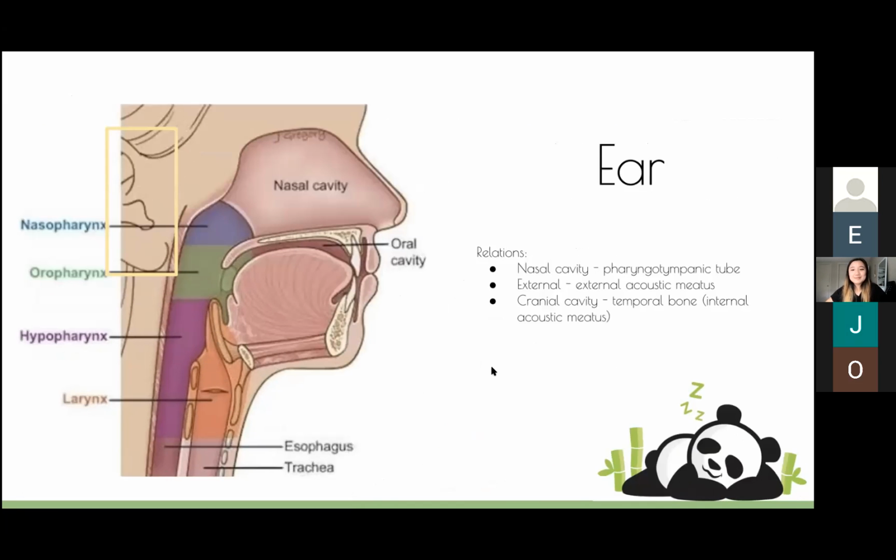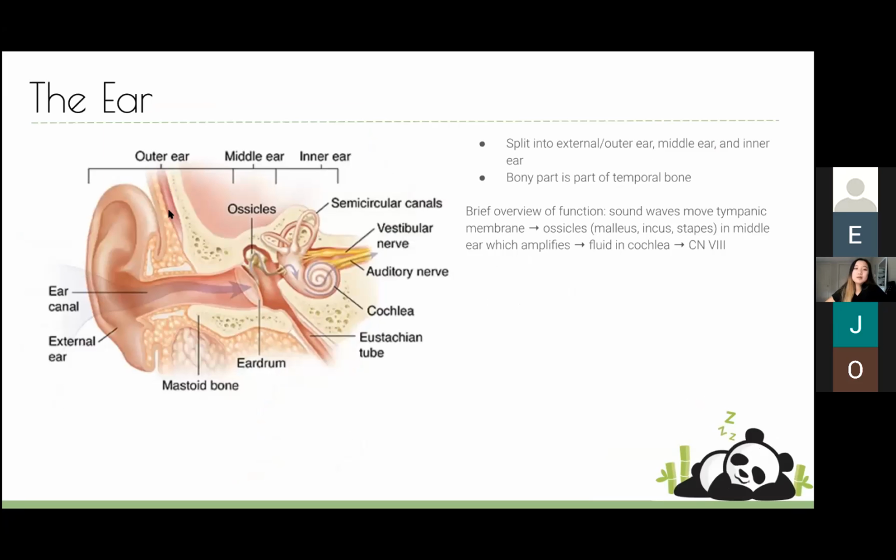Starting with the ear. A reminder of these relations: it goes into the nasal cavity via the pharyngotympanic tube in terms of the middle ear. Externally, you have the external acoustic meatus, or your ear hole, and your cranial cavity is separated by the temporal bone. Cool. So you've got your outer ear, your middle ear, and your inner ear. The bony part is all in the temporal bone.